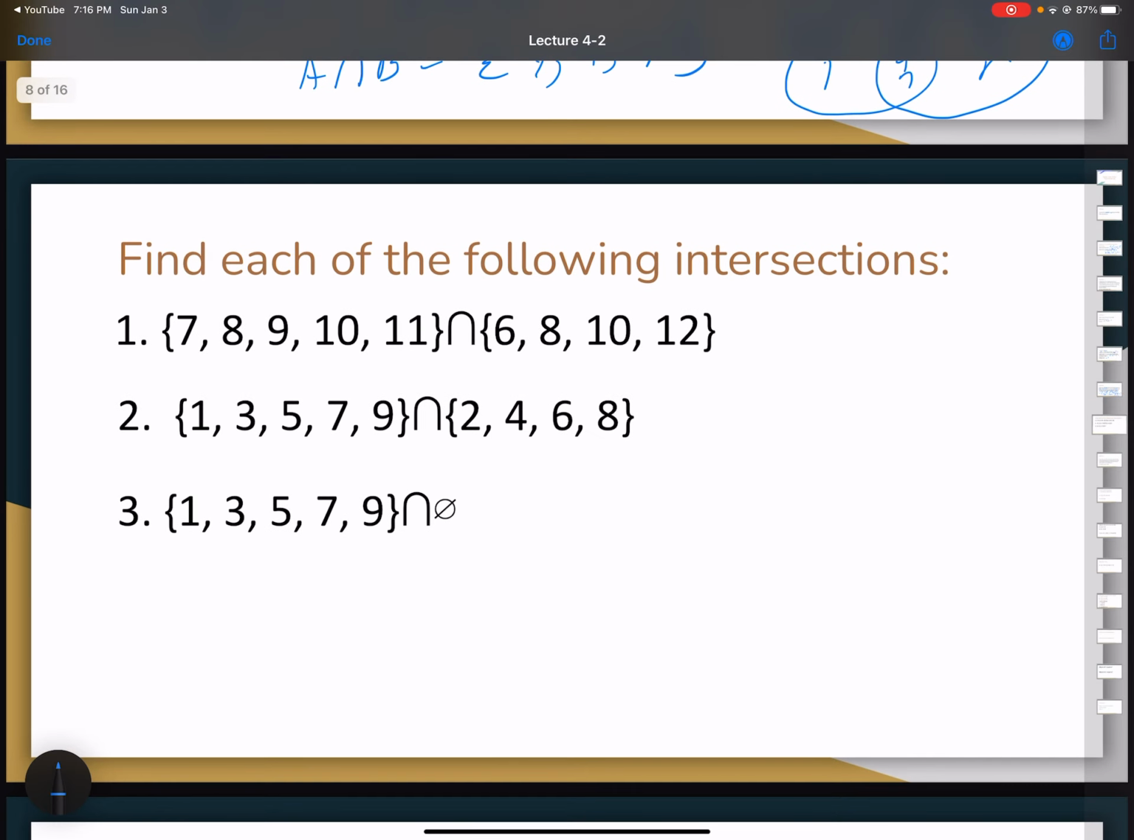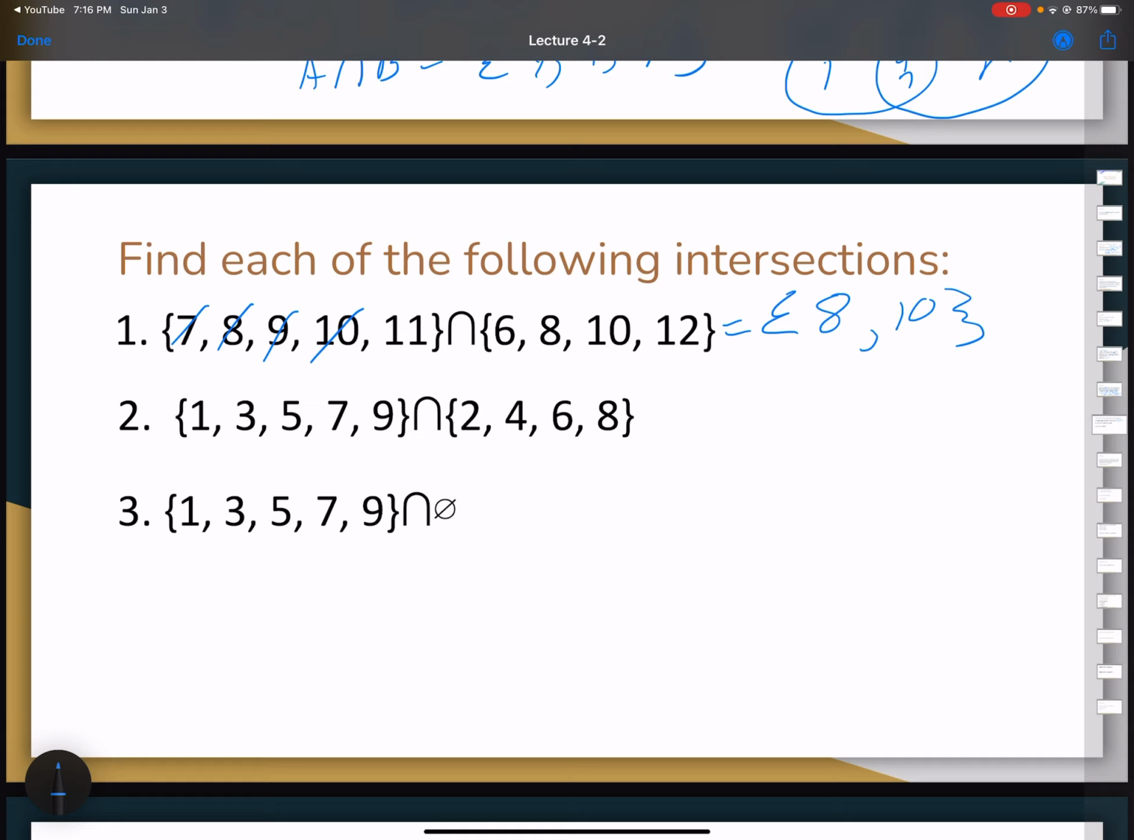So let's learn our intersections by finding them. Find the intersection of the following two sets. Take a minute, pause the video, and try it on your own. So the intersection of the first one is all the elements they have in common. I see that they don't have a 7 in common, but they do have an 8. I like to mark off the ones that I've used. They do not have a 9 in common, but they do have a 10 in common. And they do not have an 11 in common. So that is our intersection between those two sets.